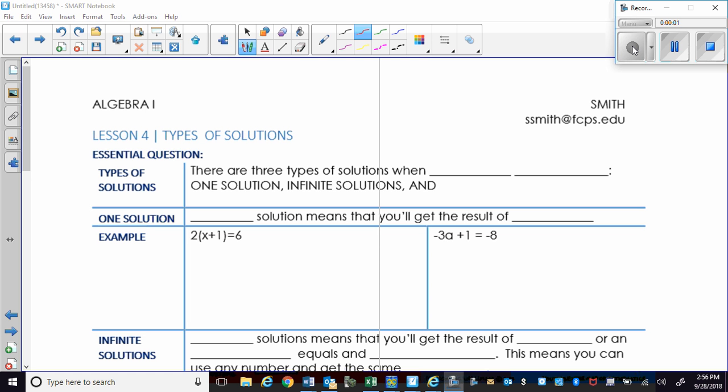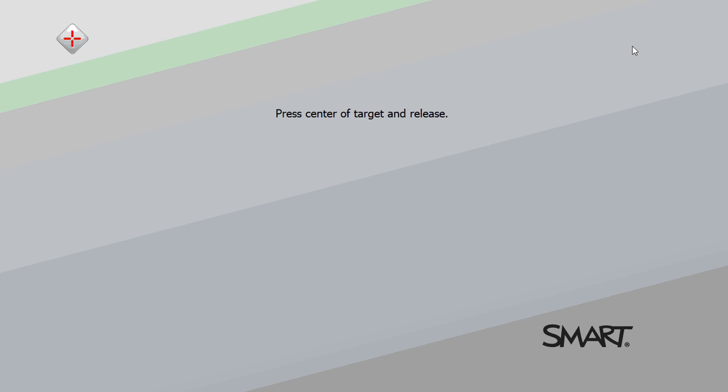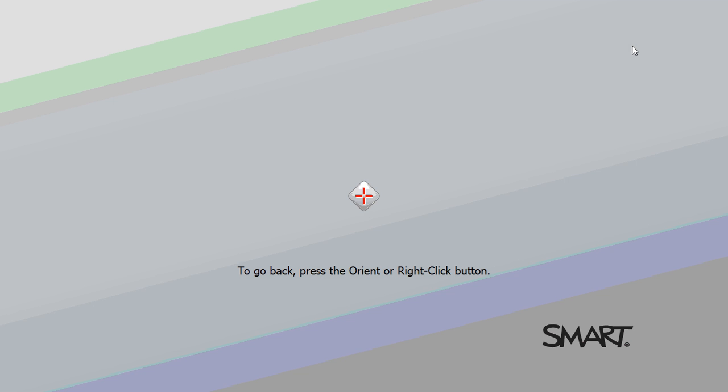Alright guys, so we're gonna start lesson 4. It's the types of solutions that an equation might have. So there's basically three types of solutions that you can get for linear equations.